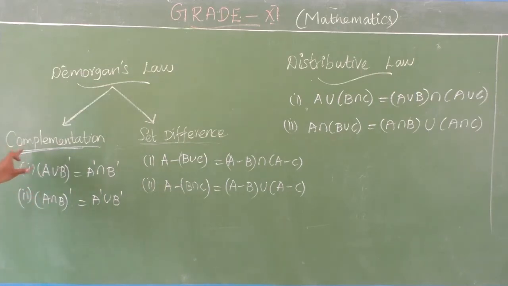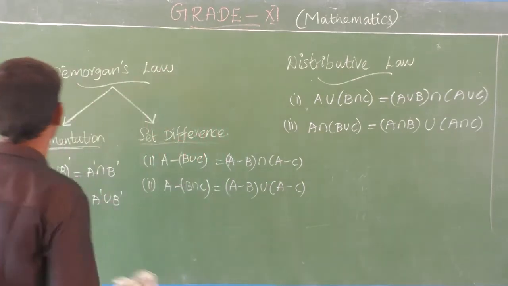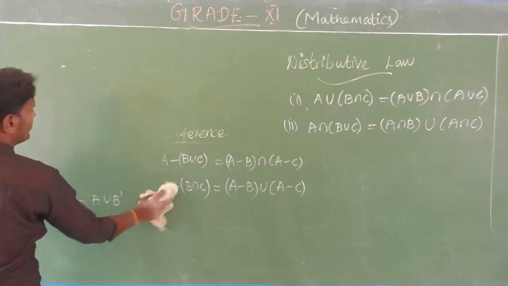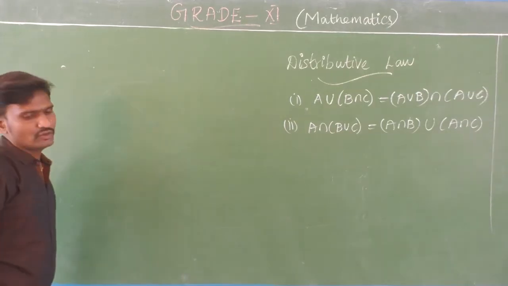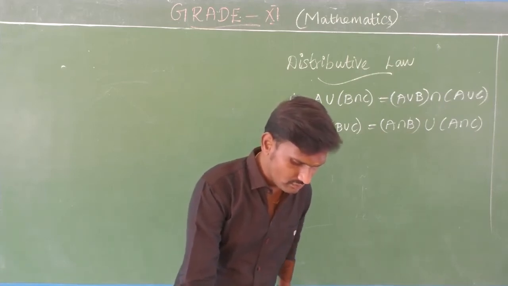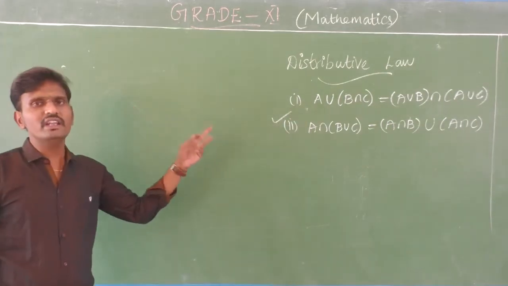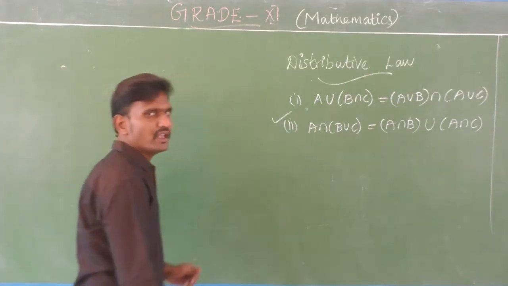Okay, so already you know De Morgan's law of complementation through the Venn diagram, and already we gave you the worksheet to verify this pattern of sum. Now coming to the distributive law. One is given already in your book, and the second one I give by myself. So what is in your given book question? A intersection (B union C). This one is given in your book, page number 16.